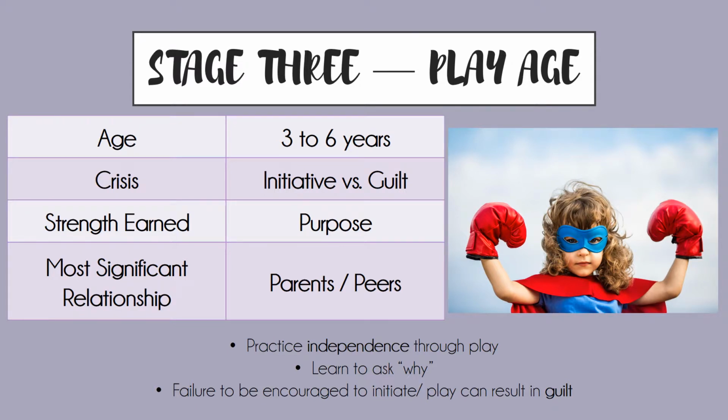Stage 3 of this theory is the play stage, also known as the locomotor stage. It's from ages 3 to 6, and the central crisis here is initiative versus guilt. These children will be taking initiative in the sense that they will be continuing to practice that independence, but through play with their peers. They're going to be making up games. They're going to be taking the initiative to make up these games and to copy adults. They're also going to learn to ask why, ask a lot of questions, and taking that, again, that initiative to help further their own learning.